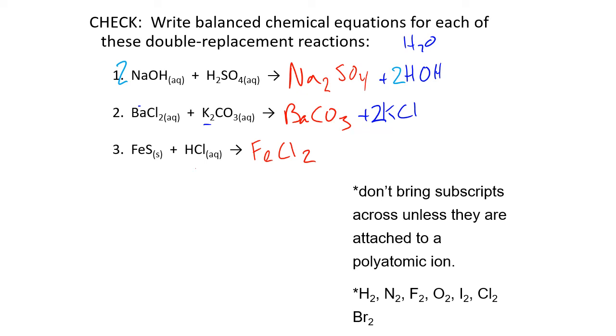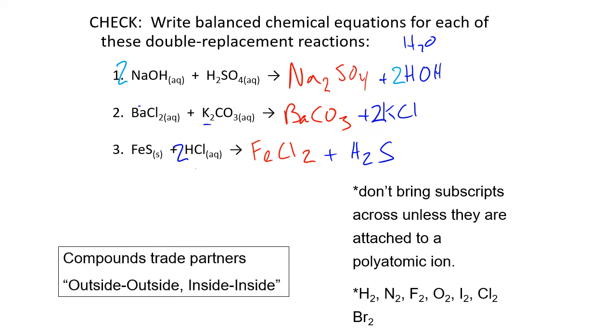And then inside, inside, we have H and we have S. H is a +1, sulfide is a 2-. So we get H2S, so hydrosulfuric acid. Okay. Then we have to balance. We have Fe, we have S, H, Cl. Over here we have 1, 1, 1, 1. Here we have 1, 1, 2, 2. So we need to get a 2, 2, 2, and it's balanced. So that is double displacement or double replacement. Outside, outside, inside, inside.